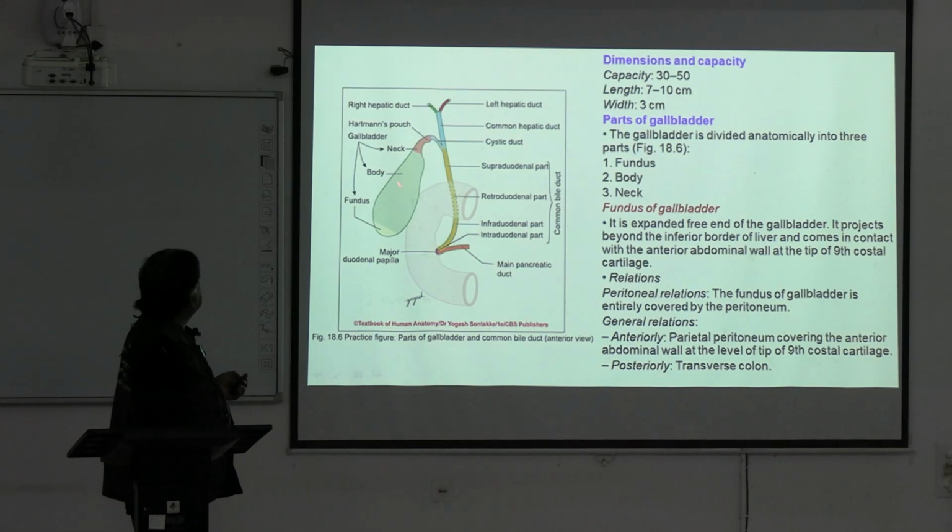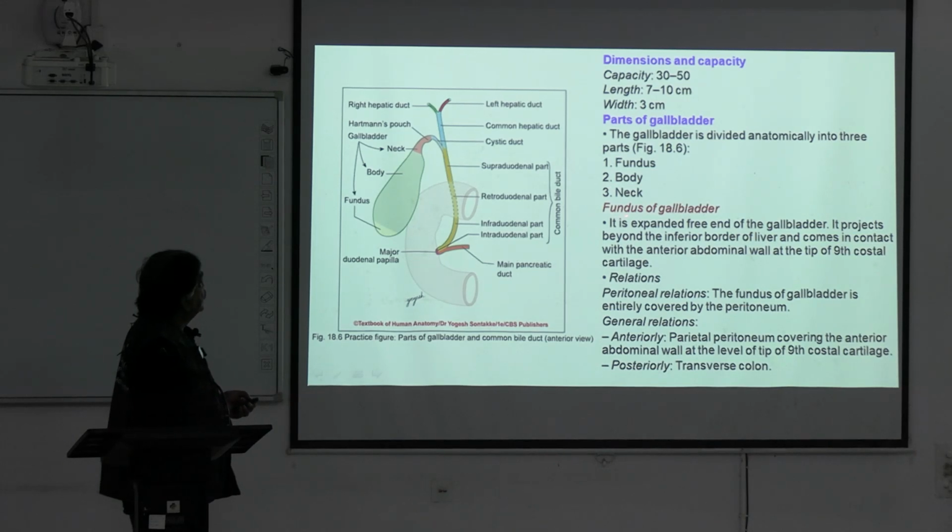Now, this is the right hepatic duct, the left hepatic duct, the common hepatic duct in blue, this is the cystic duct, and this is Hartmann's pouch. You see the neck, body, and fundus. This is the supraduodenal part and retroduodenal part of the common hepatic duct, and see the interduodenal part here, and the main pancreatic duct, the major part of the duodenal papilla.